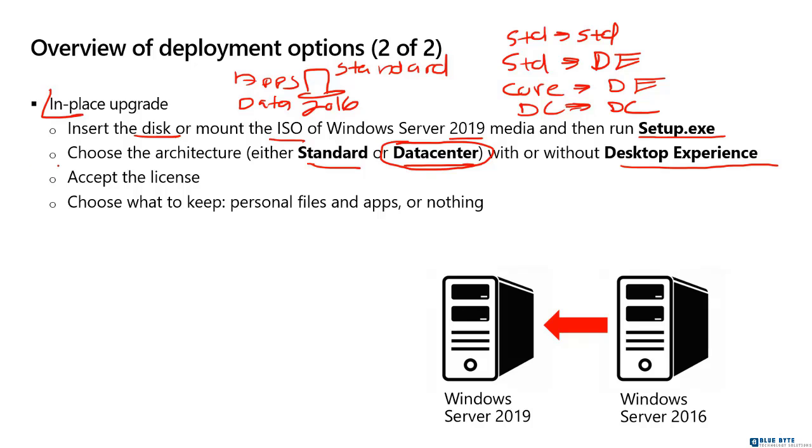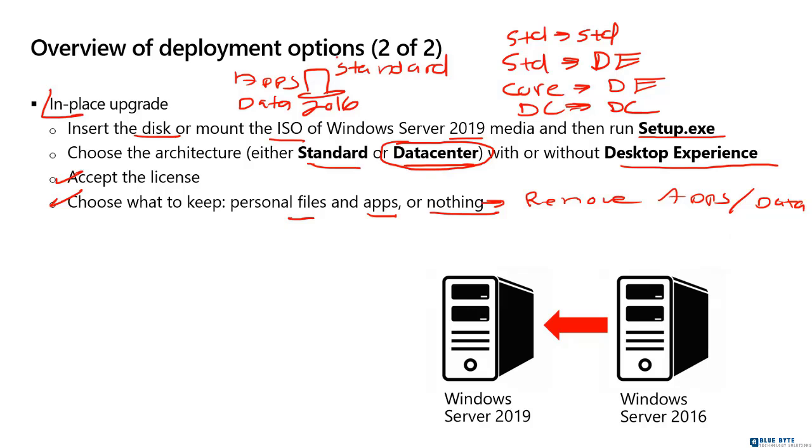But once we do all that, we've accepted a licensing agreement. We will choose what we want to keep. So I can keep all my files. I can keep apps. Now, there is an option to keep nothing, meaning it would simply remove apps and data, but it would retain operating system level settings. So still, that's not the same as a clean install.